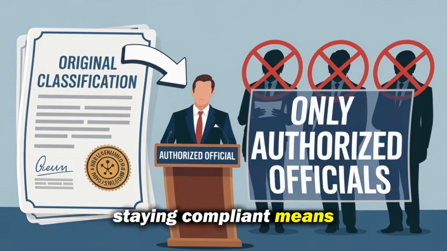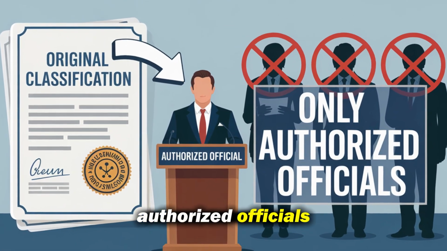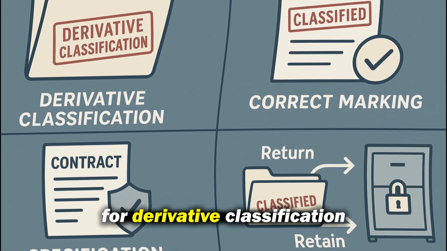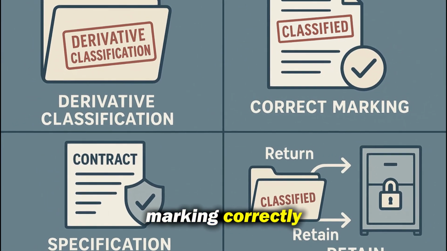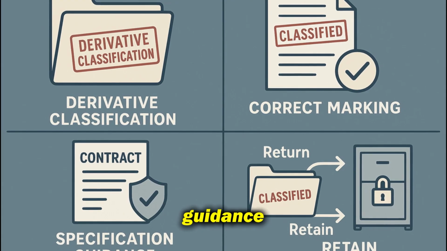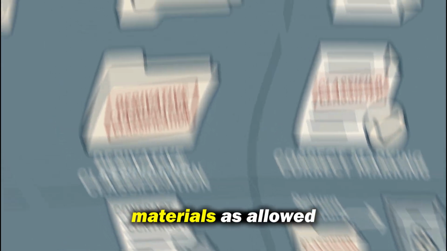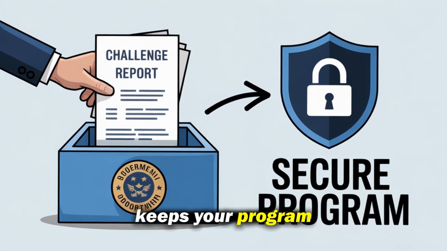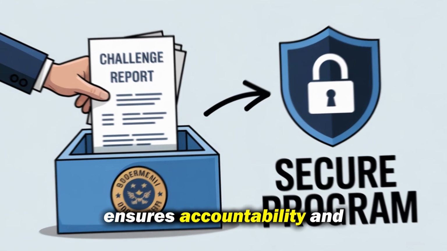Staying compliant means making sure only authorized officials make original classifications, following precise rules for derivative classification, marking correctly, following contract specification guidance, returning or retaining materials as allowed, and using the challenge process when needed. Getting this right keeps your program secure, ensures accountability, and avoids liability.